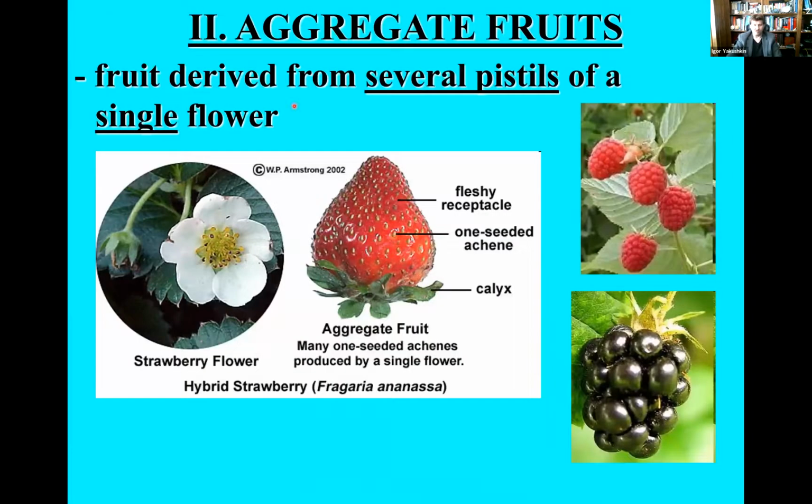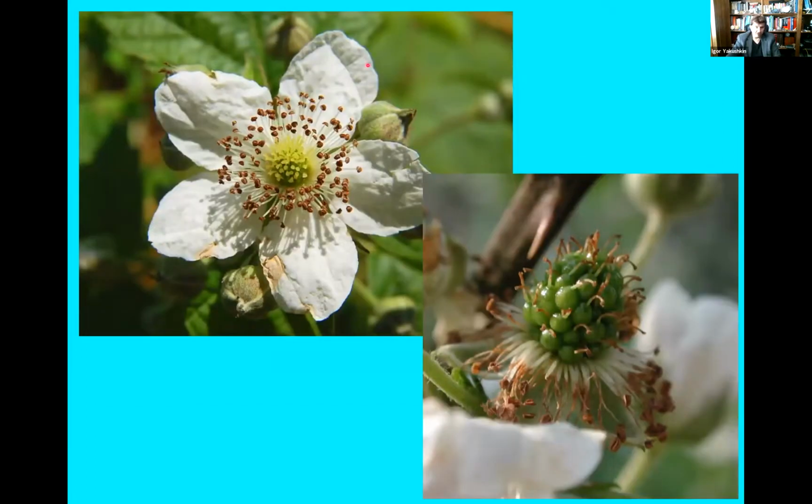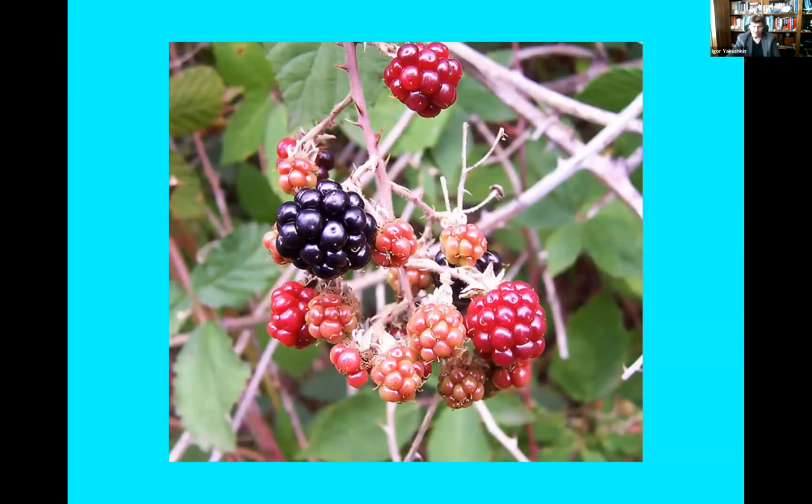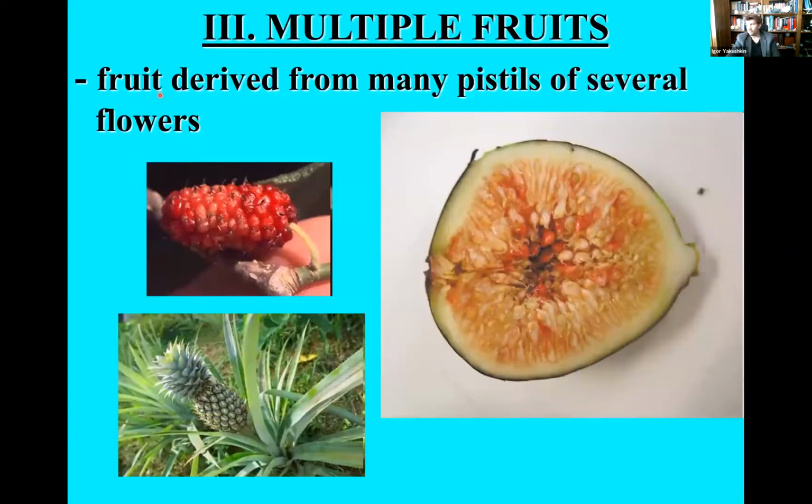Now, aggregate fruits. Fruit derived from several pistils in the same flower. Strawberry, raspberry, blackberry, all of those particular things. So here we're looking at a single flower, but now we're looking at several pistils, and those pistils creating the overall fruit. Many of those, here we go, the blackberries, right? And then the multiple fruits are derived from many pistils within many flowers, and you have a pineapple, fig, and that's a mulberry right here. More of that particular stuff.